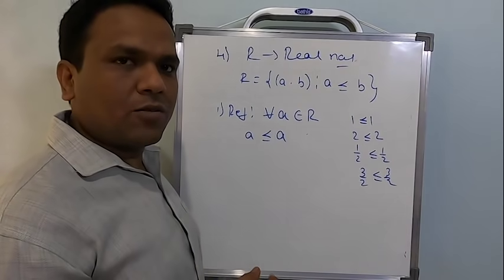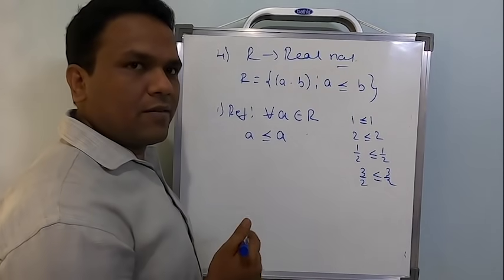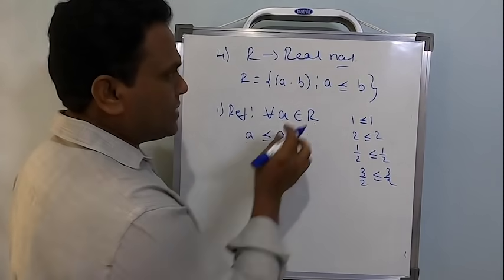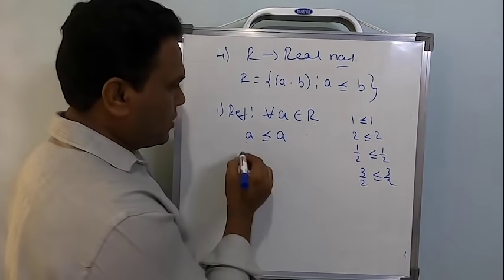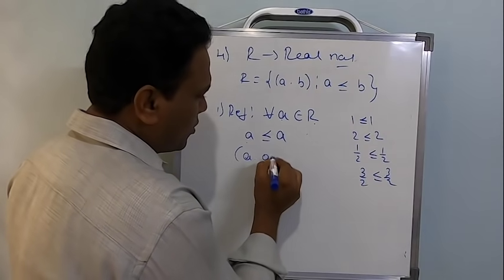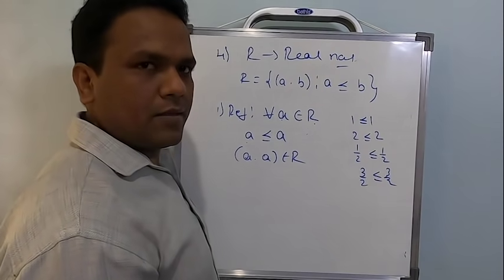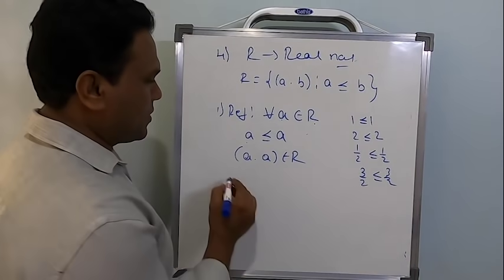So one statement is also enough. Otherwise, mathematically while working, take any element from the given set, repeat the same, and check by applying this relation. So is it possible to say that ordered pair A comma A belongs to the given relation? Yes. Therefore, R is going to be reflexive.